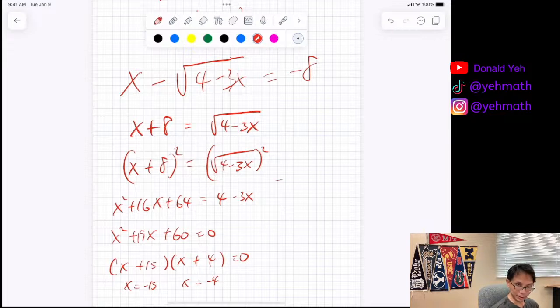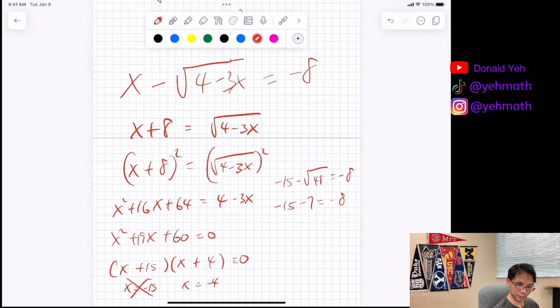We're going to know. So negative 15 minus negative 15, so it's 45, 49 equal to negative 8. So negative 15 minus 7 is equal to negative 8. This is not correct, right? Negative 4 minus 4 plus 12 equal to negative 8. Negative 4 minus, ooh, this one's correct. Right? So negative 4 is correct.